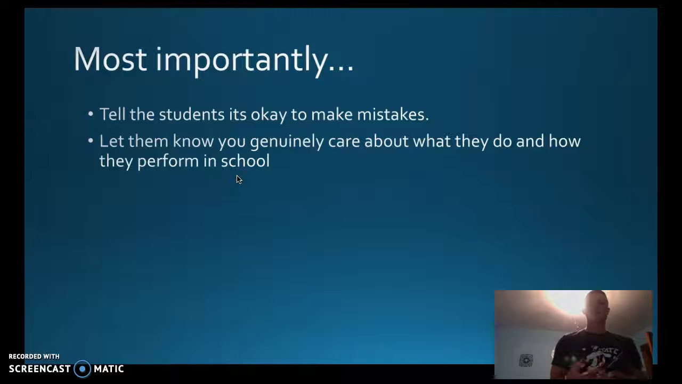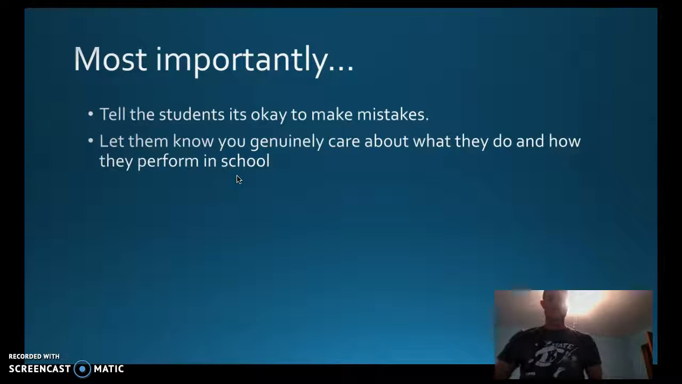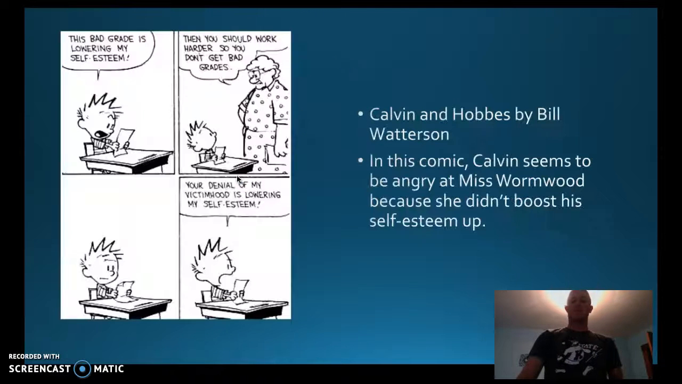But you also need to let them know that you genuinely care about what they do and how they perform in school. Because what they perform here in school is going to help shape what they're going to become when they go into the real world. And so, just genuinely tell them that you care about them, you love them, and that you want them to succeed. I think that's one of the most important things you can do to tell a student.